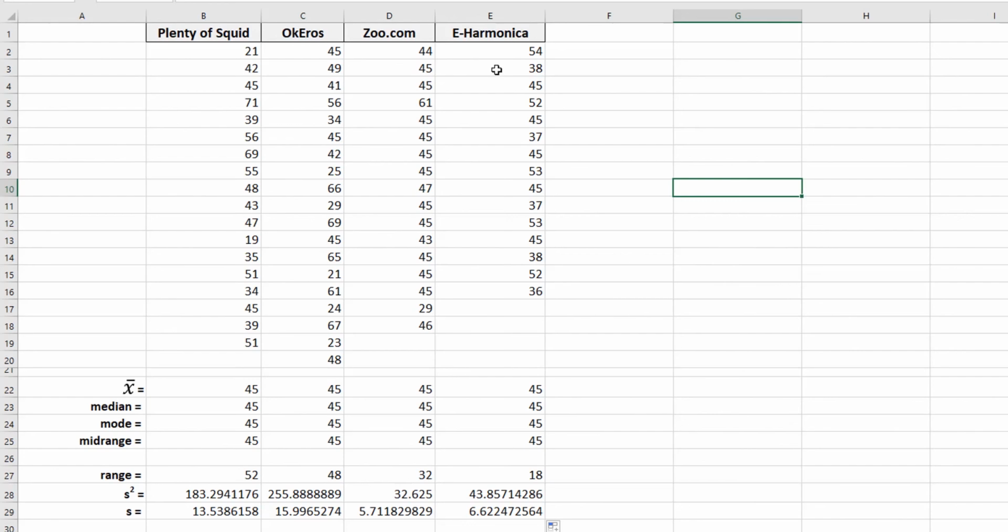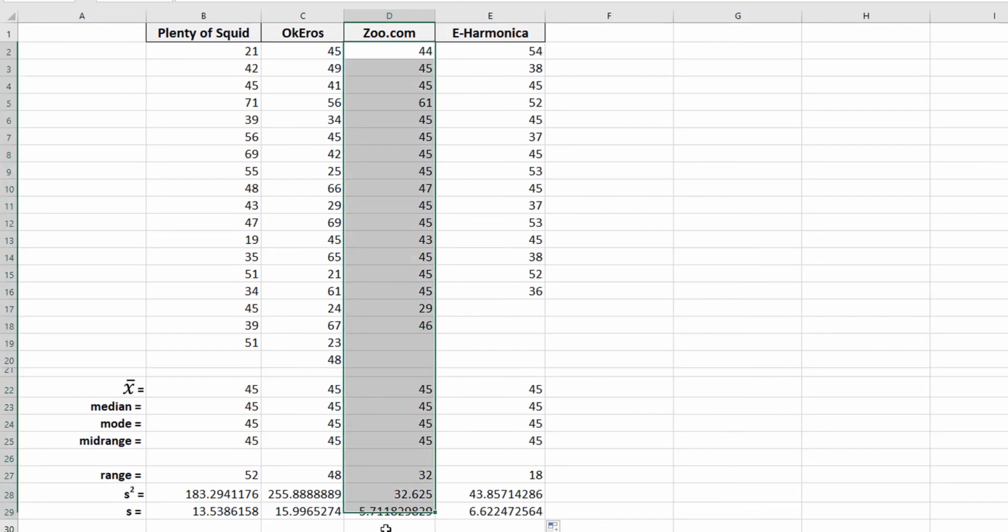So if all that Howie saw was the statistics for the samples that were here, I would say that the best one for Howie to choose would be this one, zoo.com. So you go, Howie. That's the one.